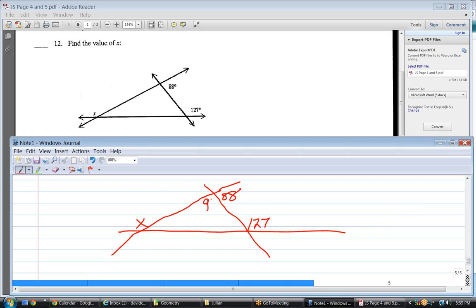So let's label it. What's this angle here? 53. Now, we can figure out what this angle is. What is it? 35. And now we can figure out what x is. What's x? 145.